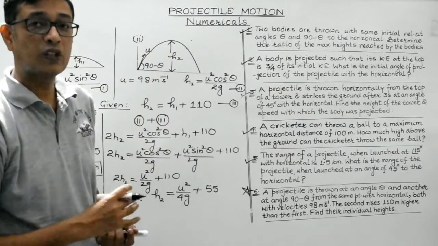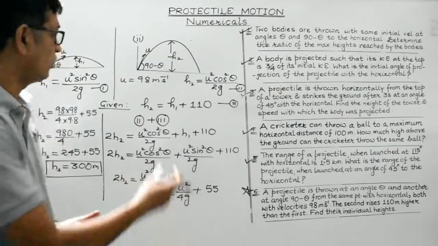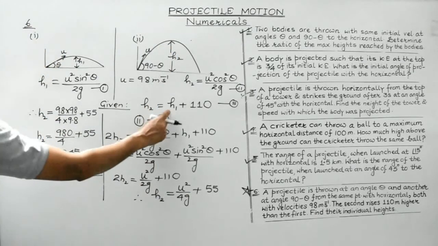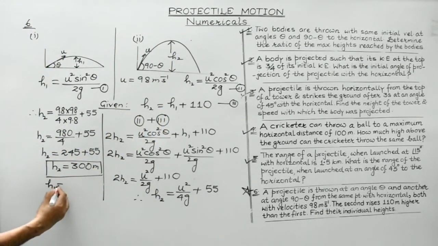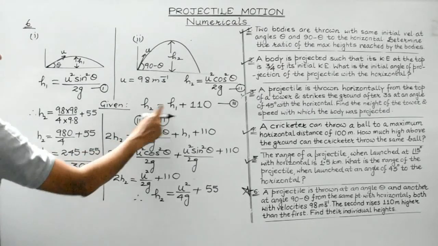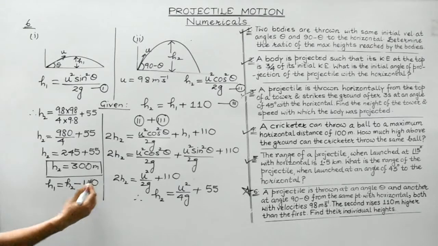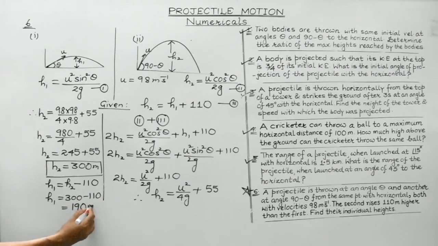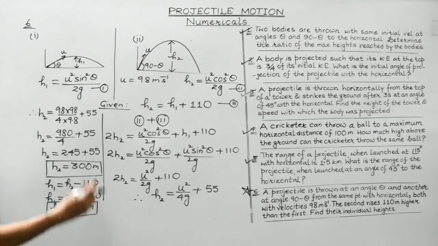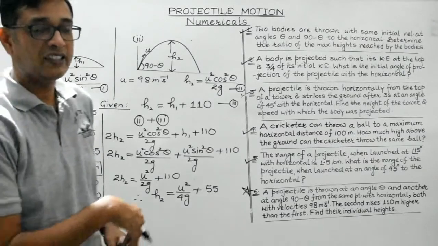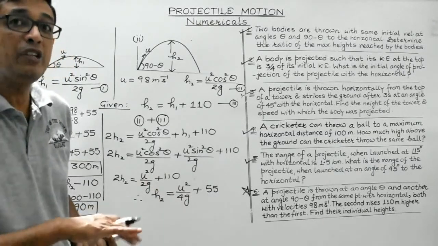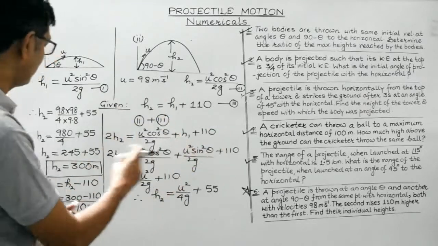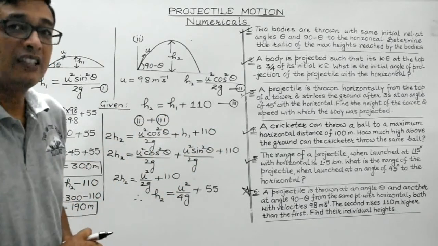We are supposed to calculate the individual heights, both h1 and h2. h2 is obtained to be 300 meters. Now from here, h1 is equal to h2 minus 110. So that will give us 300 minus 110, that is 190 meters. So students, the first projectile has attained a maximum height of 190 meters, while the second projectile has attained a height 110 meters more, that is 300 meters. That will be the maximum height attained by the second projectile.